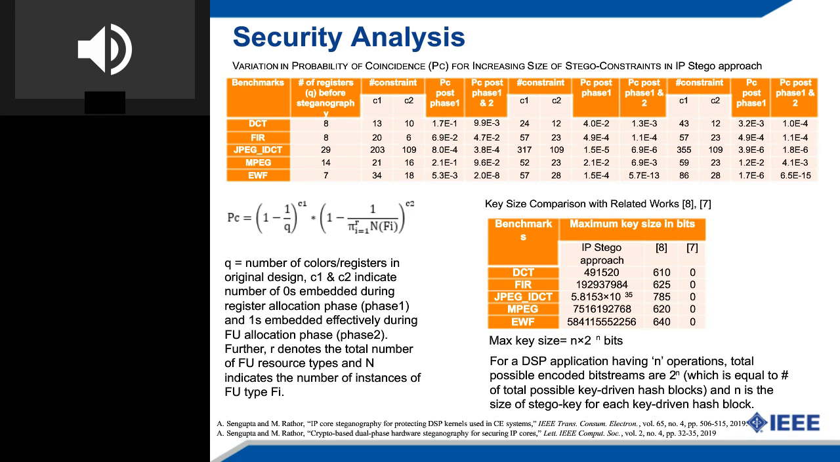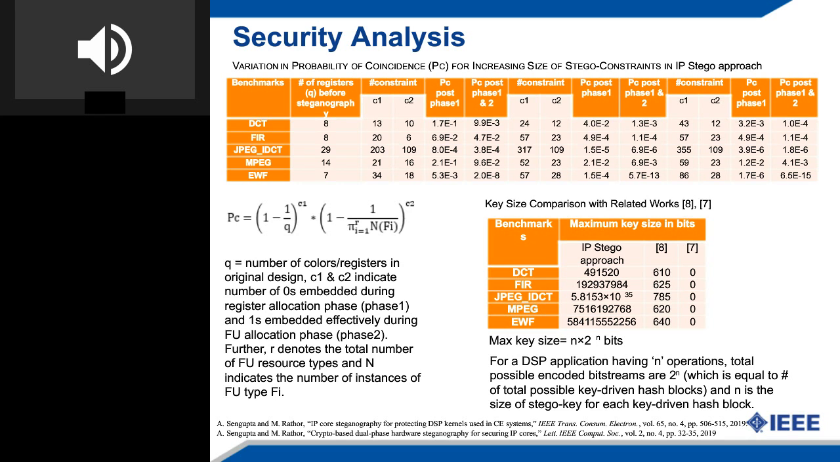Post phase 1 and phase 2, as you can see, the probability of coincidence decreases, as is obvious, because intuitively, if you keep increasing the number of constraints, either in the same layer or in different layers, the PC value must reduce, and that is exactly what is happening here. The same thing is observed for the stego constraint values for C1, C2, which are 24, 12, 57, 23, and so on.